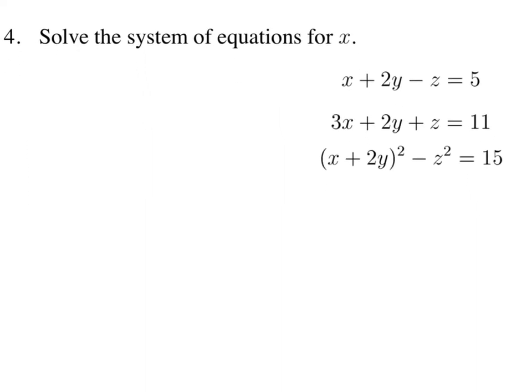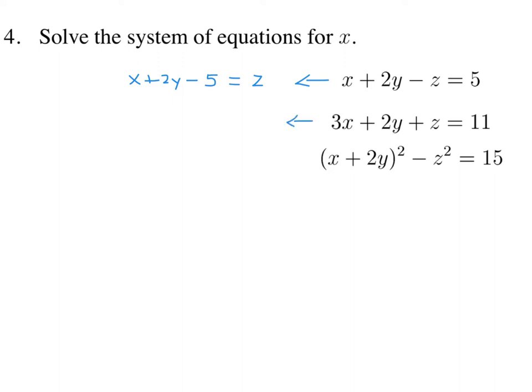Solve the system of equations for x. Okay. Many ways to approach this question. I'm just going to try to get it all in terms of one variable, and then that will help me solve. So for the first equation, I can isolate for z. It'll be just x plus 2y minus 5.